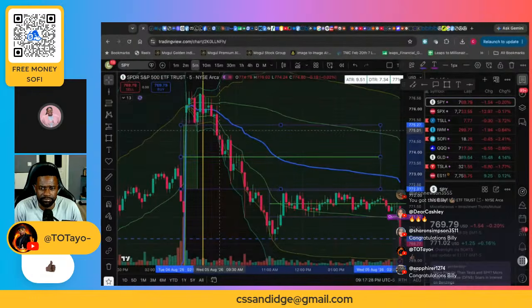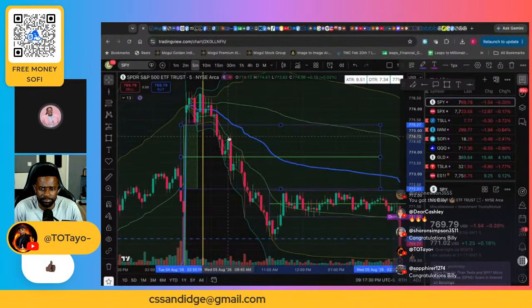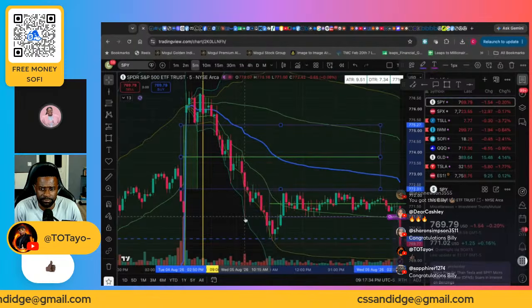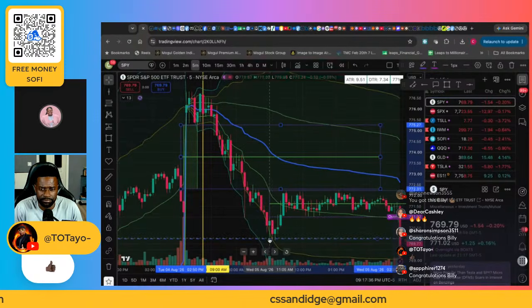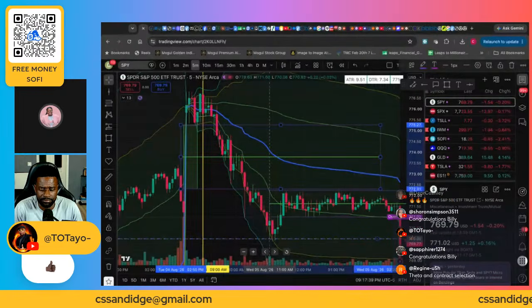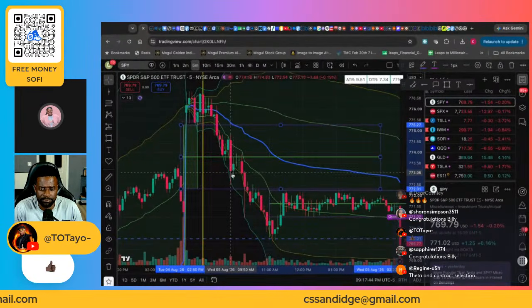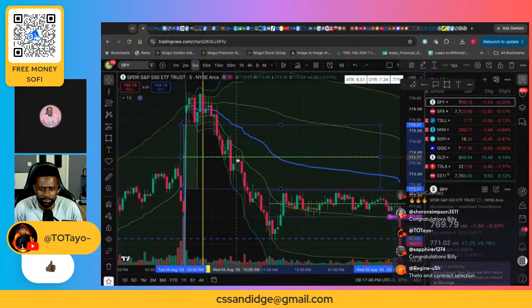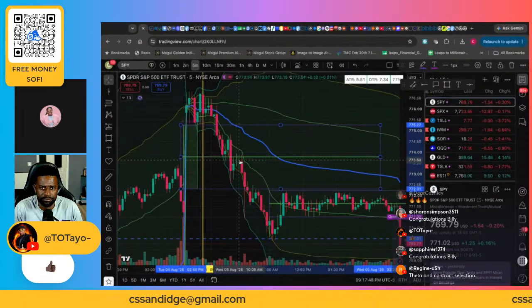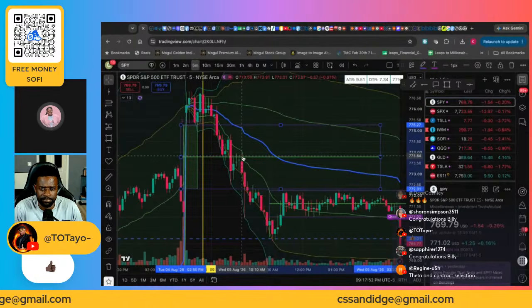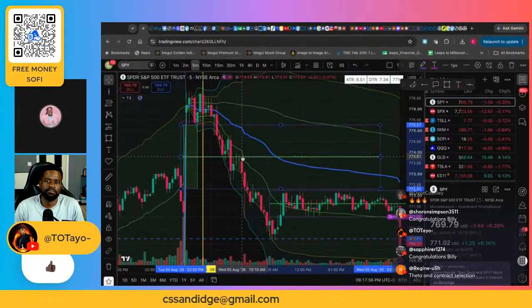So if we got in a little early on the break, it was still fine. My target was already at the 400 MA. So the 400 MA was sitting here at 770. I'm like, that's the target. I'm going to hold it to my target. Now you can see as I'm holding it for my target, I am pulling back and probably losing a little bit of premium because it's slow. There's low volume, so market makers are going to eat up and theta is going to eat up my premium.